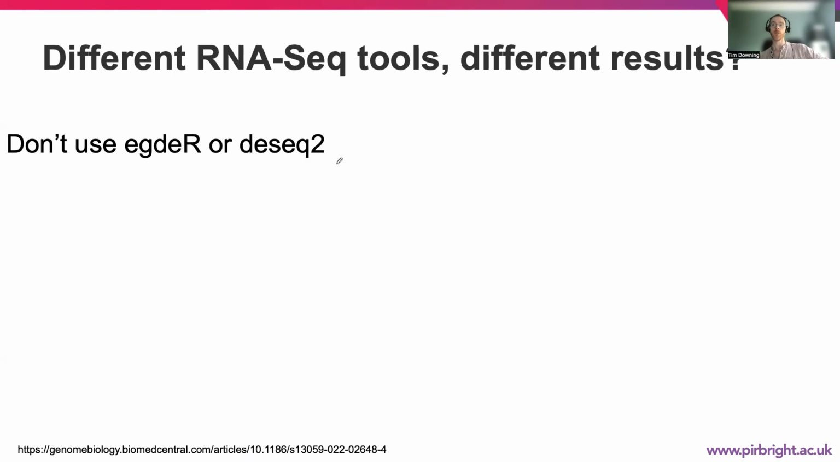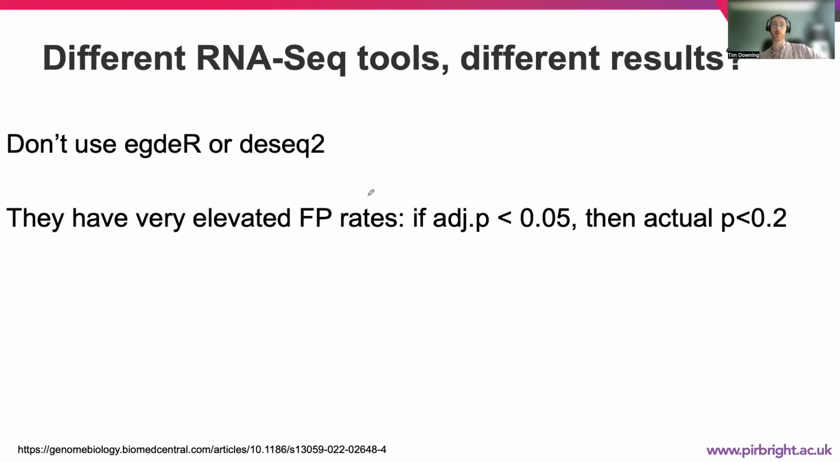DESeq2. And the issue is that they have very high false positive rates, and you can read more about that in that 2022 paper, where although the corrected p-value may be less than 0.05, for example, this actually corresponds to an observed p-value of 0.2. So that means that your rates of real false positives will be far higher than you might otherwise expect. So there are different ways of getting around this, but you should be aware that if you're looking at differential expression using these tools, your false positive rates will be very high.